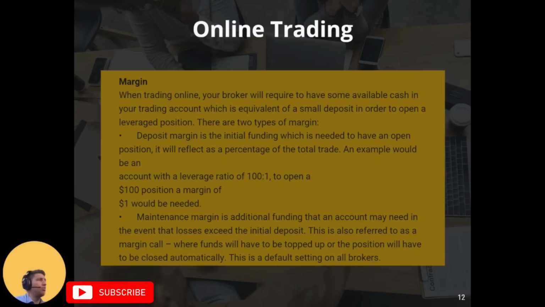Maintenance margin is an additional funding that an account may need in the event that losses exceed the initial deposit. This is also referred to as a margin call, where funds will have to be topped up or the position will have to be closed automatically. This is a standard across all brokers to protect your balance. This is a default setting on all brokers, as I just mentioned, and it is something that you must be mindful of when opening up your trading account and when starting to trade with a live account.